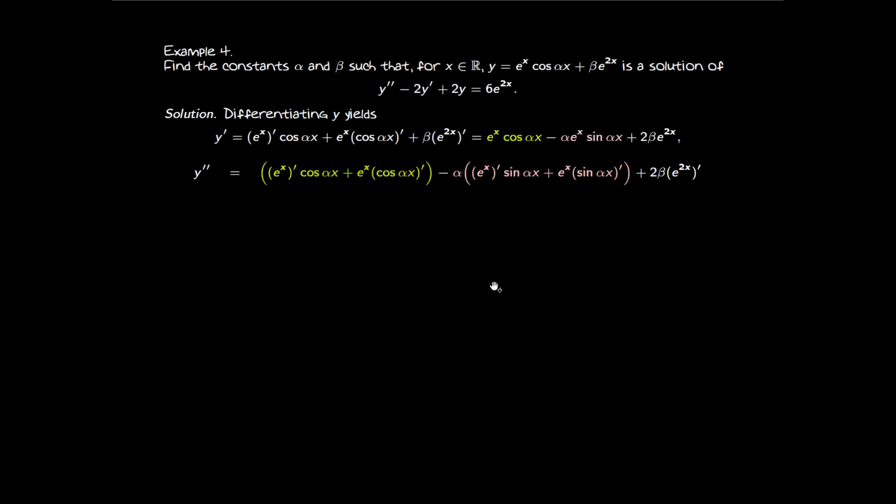And then for y double prime, you're going to just take the derivative of every term here. The first term and second term are products, so we have to apply the product rule. And you just need to figure out all the derivatives here. For the first one and the third one, it's straightforward. But for the second, the fourth, and the fifth derivatives here, we have to use the chain rule again.